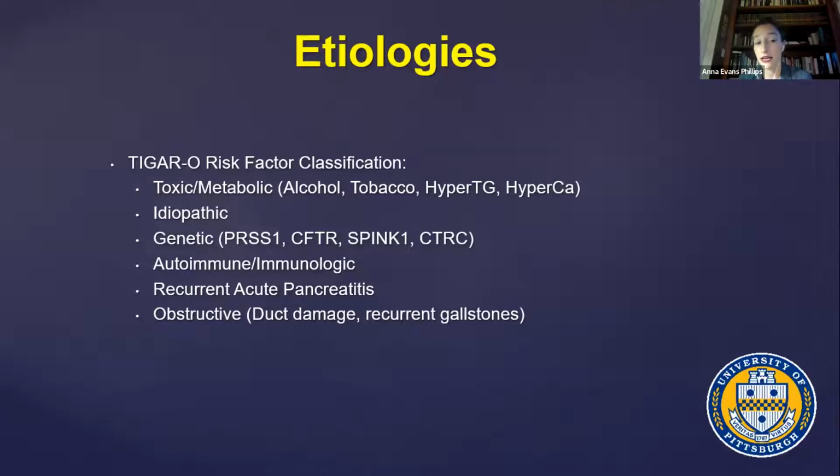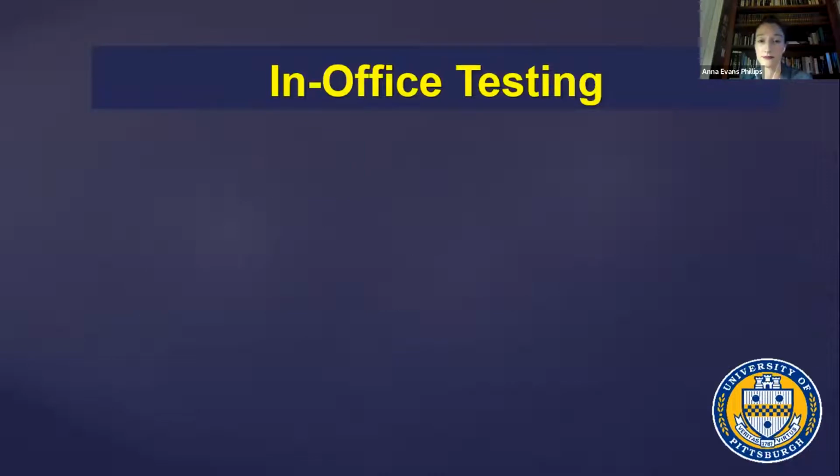Under this is the genetic etiologies, and here I've just included 4 of the most well-known, including hereditary pancreatitis, which describes the PRSS1 gene mutations, cystic fibrosis, SPINK1, and then CTRC. Autoimmune or immunologic etiologies of chronic pancreatitis. And then patients who have recurrent acute pancreatitis can develop damage over time, as I showed with the schematic earlier. And then obstructive chronic pancreatitis, including things that might cause damage to the pancreatic duct or recurrent gallstones, or perhaps even congenital abnormalities, which result in obstruction to the pancreatic duct.